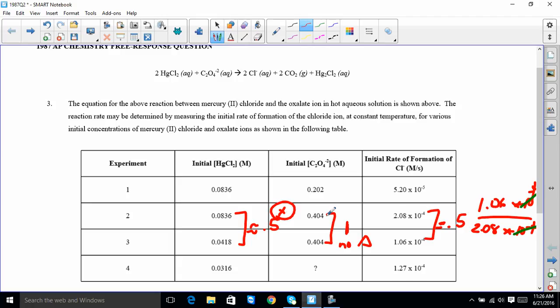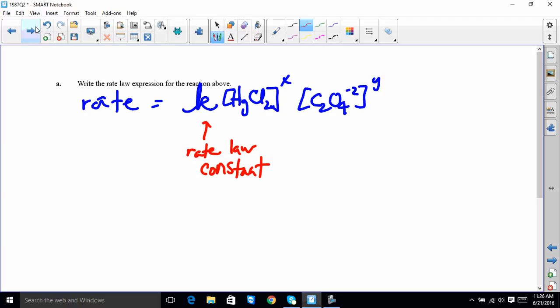So 0.5 to what power would give you 0.5? And going forward to this slide, I now know that this is 1, because 0.5 to the first power would give me 0.5.